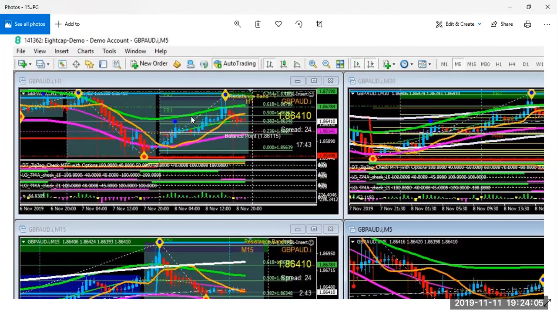Yeah. And as the day progressed, we know that pound Aussie, generally if it's going strongly in a direction, likes to get to one of the resistance and support bands. In this case, resistance band 1. So by mid-afternoon, there was a clear target.